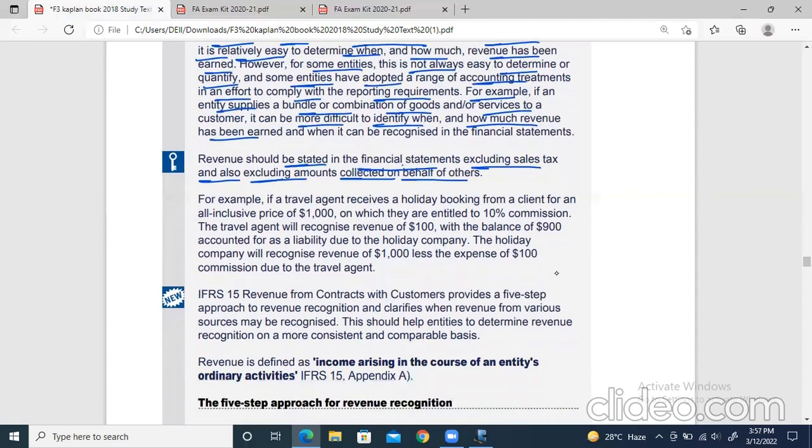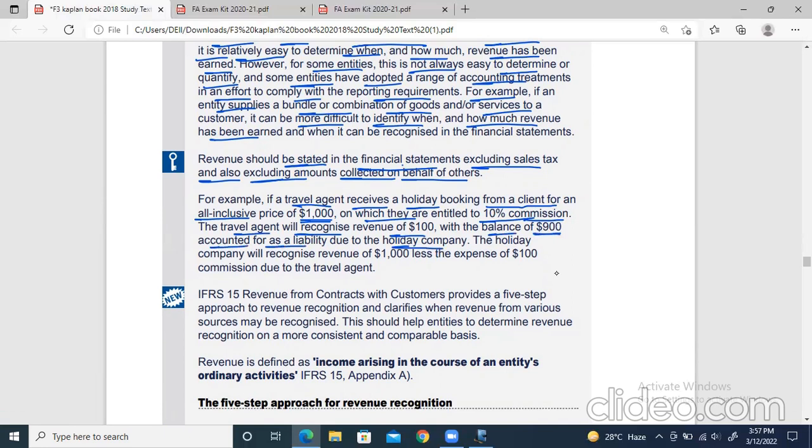Now, for example, if a travel agent receives a holiday booking from a client for an all-inclusive price of $1,000, so the travel agent is charging the all-inclusive price of how much? $1,000, on which they are entitled to a 10% commission. So that means out of $1,000, the agent will keep how much money? Only $100. That is 10%, right? So the travel agent will recognize revenue of $100, with the balance of $900 accounted for as a liability due to the holiday company.